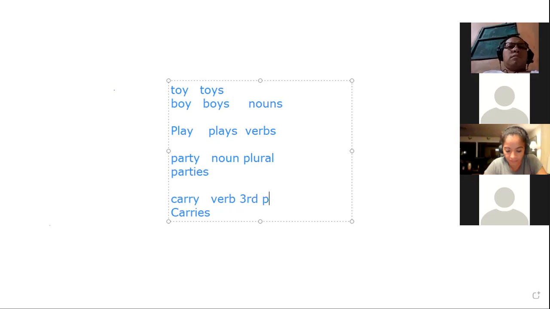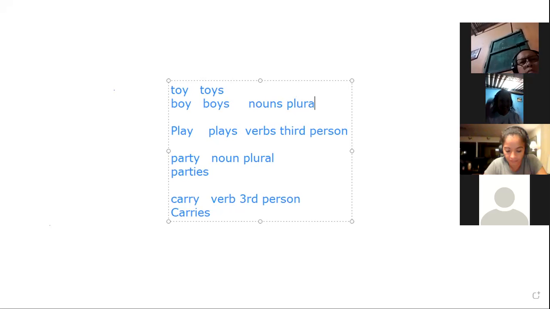Third person. Okay, cuando es el verbo, estamos hablando de tercera persona, third person. Y cuando hablamos de nouns, en sustantivos, hablamos de plural. Plural nouns. So then party, parties, plural. Okay, the plural form. And when we talk about the verb, we say carry. Pero si ven, la regla de la escritura para cambiar a plural o a tercera persona es la misma.